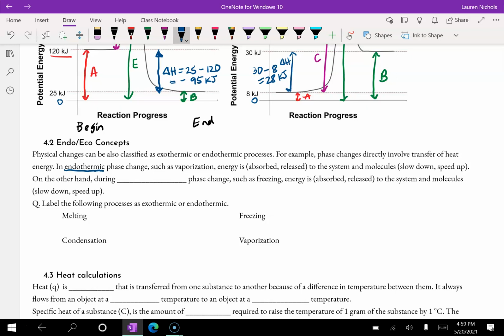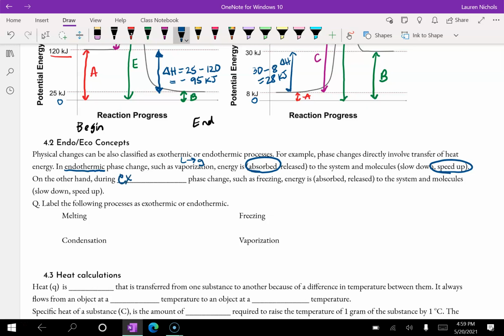So in an endothermic phase change, such as vaporization, when you're going from a liquid to a gas, your energy is being absorbed. And you know that energy is being absorbed because to go from a liquid to a gas, it has to heat up, for liquid to turn into steam. So the energy is absorbed by the system, and the molecules are going to speed up. Okay, so when energy is absorbed, the temperature is going up. Remember, temperature measures the speed of the molecules, so they start to speed up.